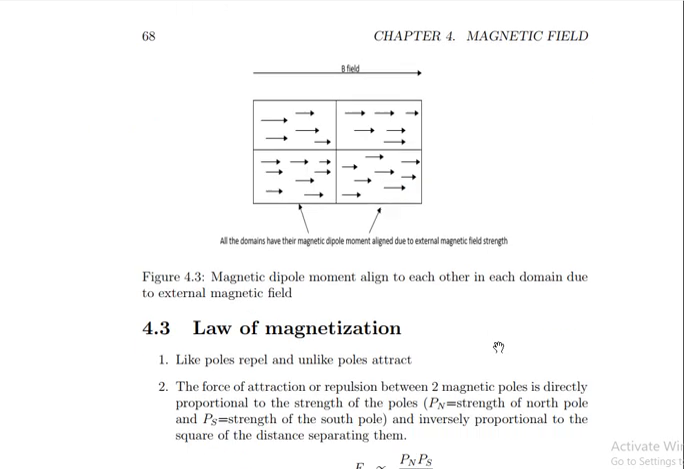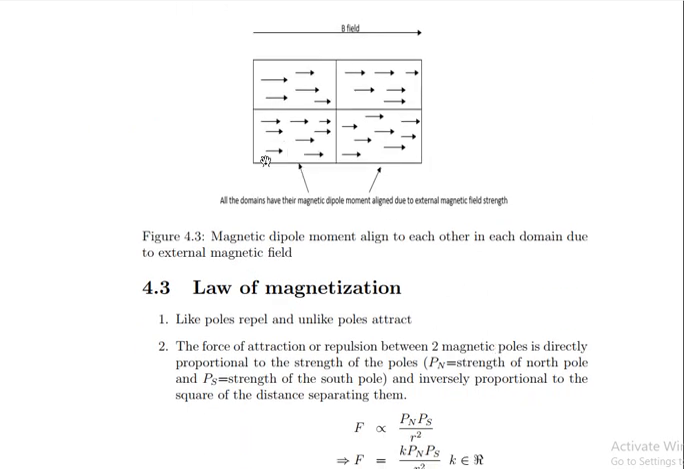Example is steel. Now, upon having a process of magnetization, you see that a B field is going to cause all the dipole moments in different domains to be aligned in one direction. So this alignment of the dipole moments in one direction is going to cause the material which has these domains to have an intrinsic property of producing its own magnetic field.